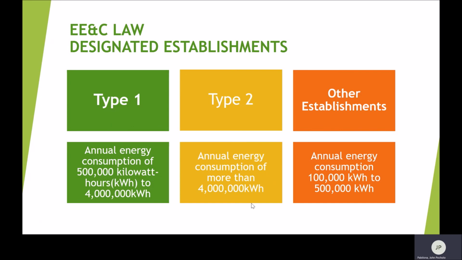So sino ba yung dapat mag-comply doon sa bagong law? So meron tatlong designated establishments na pinrovide ng DOE. Type 1 is for those who consume an annual consumption of 500,000 kilowatt hours up to 4 million kilowatt hours per year. Next is the type 2 or with an annual energy consumption of more than 4 million kilowatt hours per year. Other establishments, ito naman yung nagpo-fall doon sa may consumption ng 100,000 kilowatt hours up to 500,000 kilowatt hours.